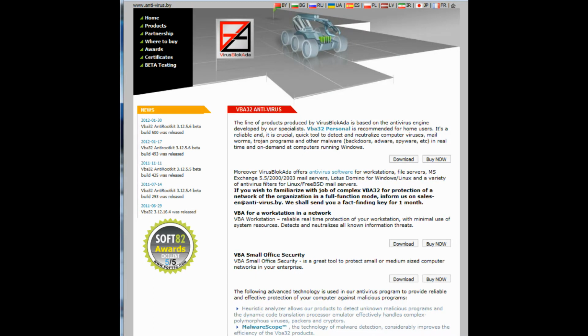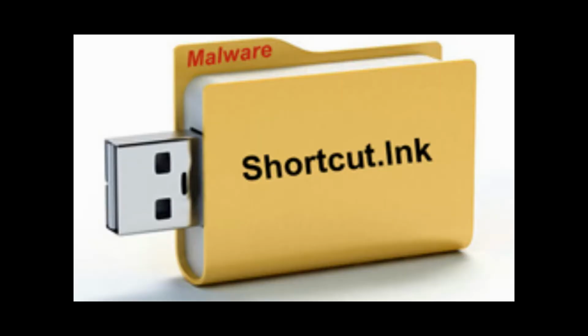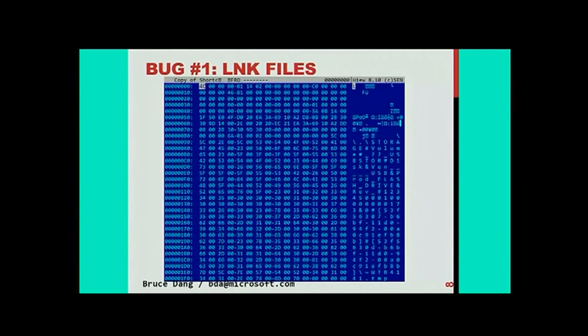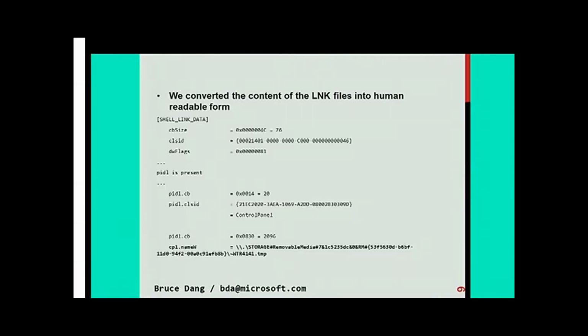StuxNet was first detected in June of 2010 by VirusBlockAda, a security firm in Belarus. They sent Microsoft a bug report about an exploit in link files, or shortcut files. Microsoft security software engineer Bruce Dang investigated this and the other Windows vulnerabilities. He analyzed the shortcut file seen here by dumping it into human parsable form. I'll let him explain the root cause.